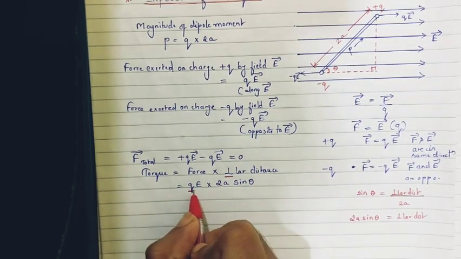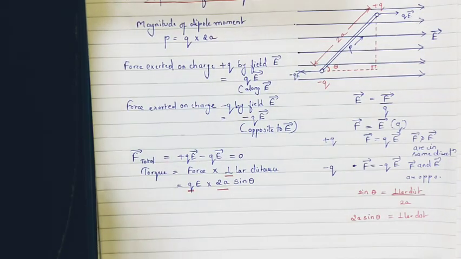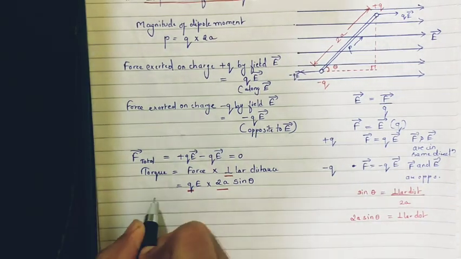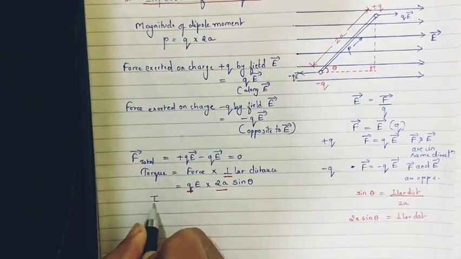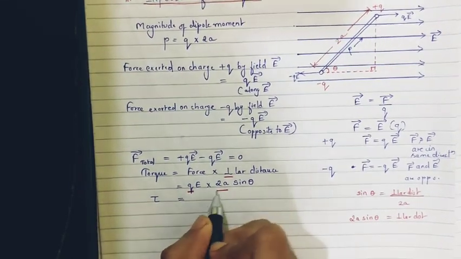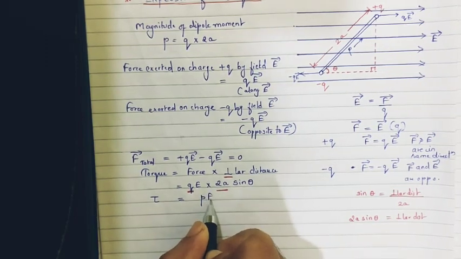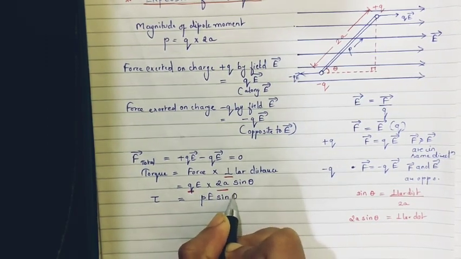So now can you tell me what is q into 2a? If this is q here and there is 2a over here, then q into 2a is nothing but the electric dipole moment. So we can write, very well, torque. Torque symbol is tau, right? Basics again. So torque is equal to q into 2a, which is p, and this E remains as it is, sine of theta.